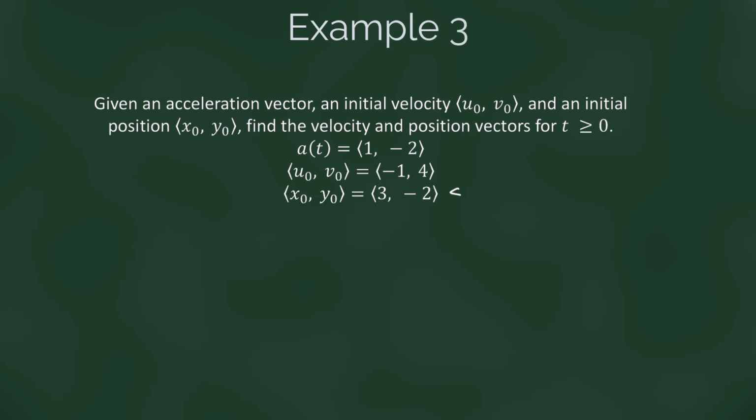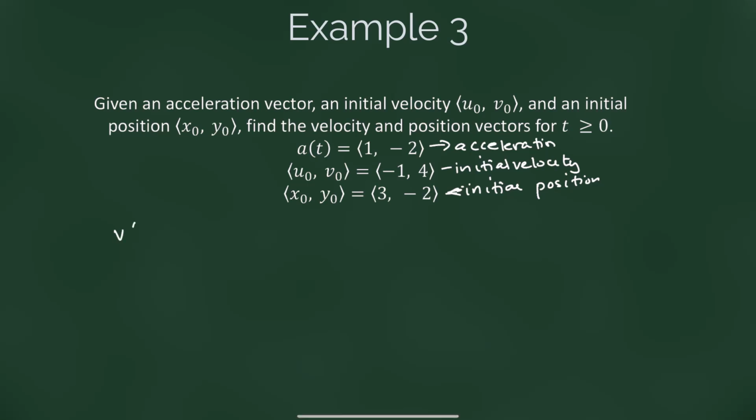All right, this time we're going to go the other direction. We have an acceleration vector. This is our acceleration vector right here. And then we also have an initial velocity, and we have this initial position. So we want to find velocity and position vectors that satisfy those initial conditions.